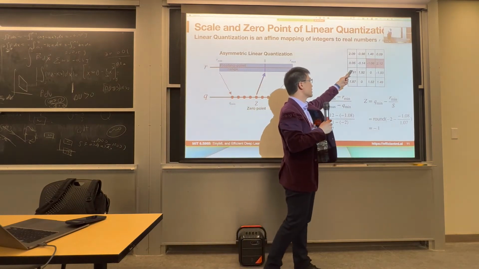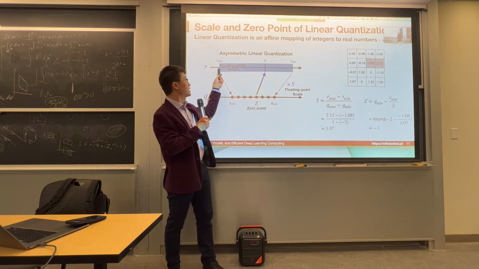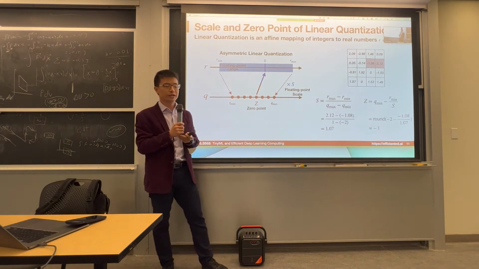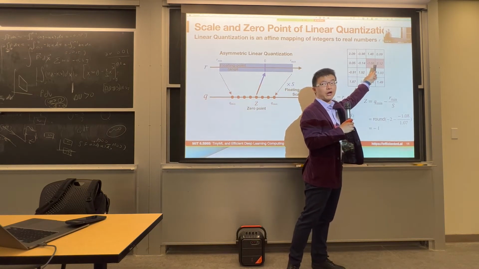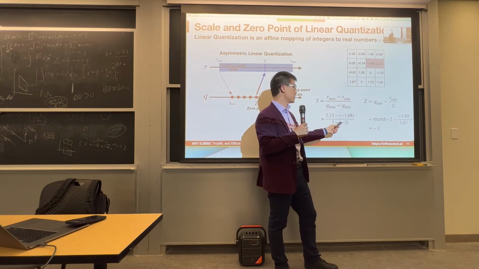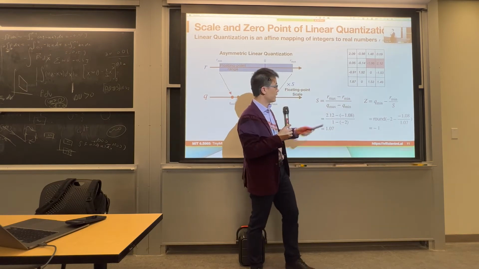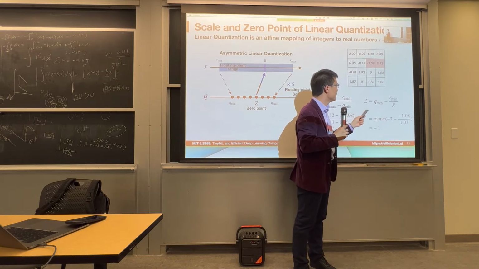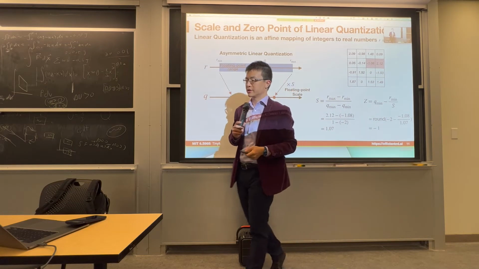How do we determine the scaling factor? The scaling factor is determined by the ratio between the range of the floating point versus the range of the integer value. In this case, this is the R max and this is the R min, the largest and smallest value. And Q max and Q min are basically 1 and -2, since we have 2 bits, that's fixed. So we can calculate the scaling factor, and we can further calculate the zero point using this equation.